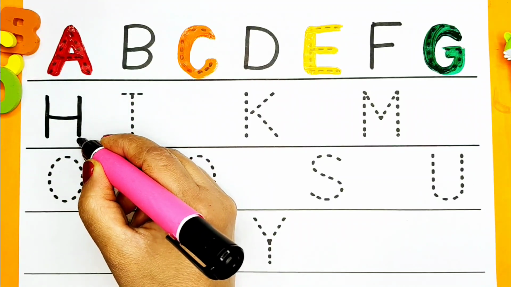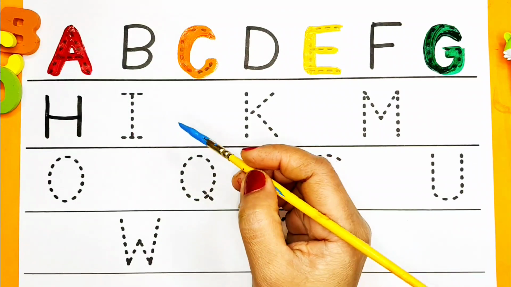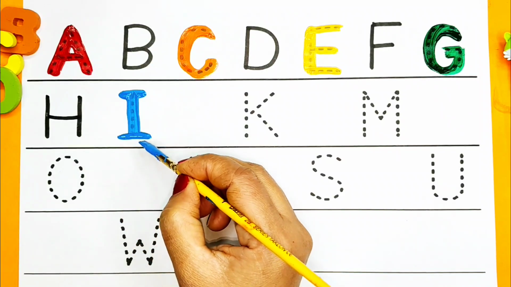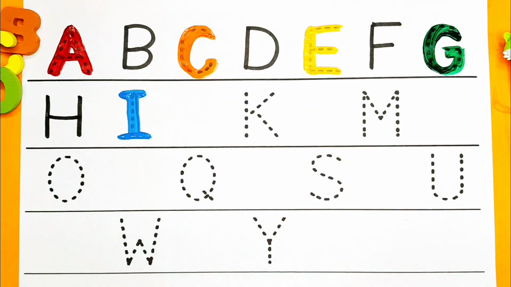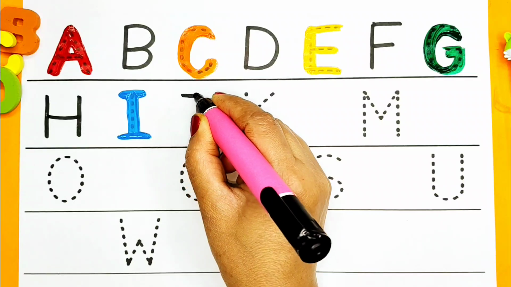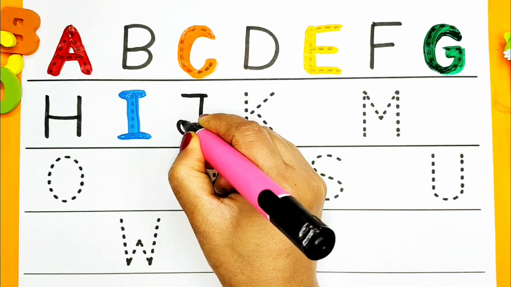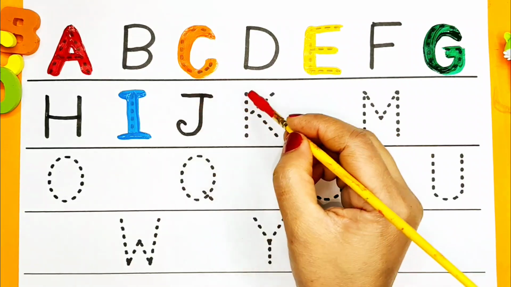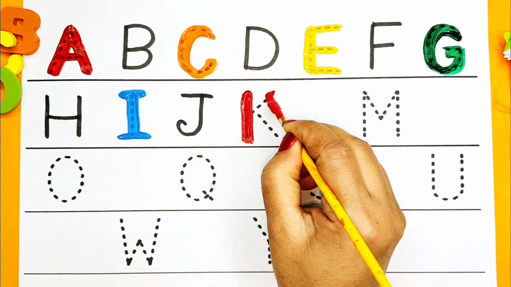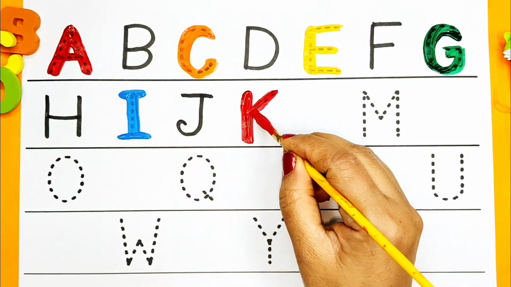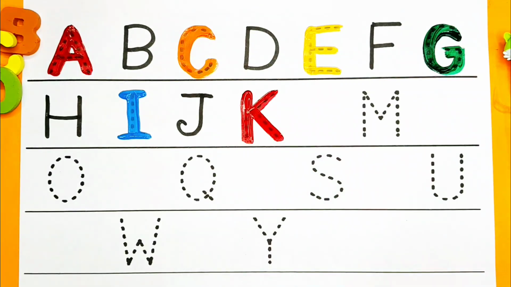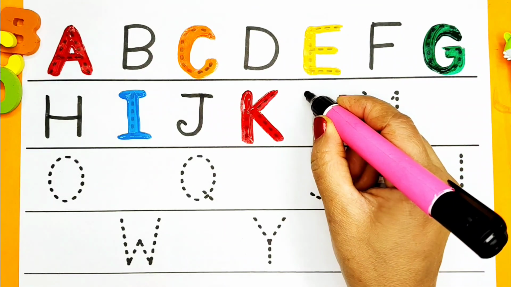H for hand. Sky blue color. I for ice cream. Missing letter. J for jam. Red color. K for kite. Missing letter.